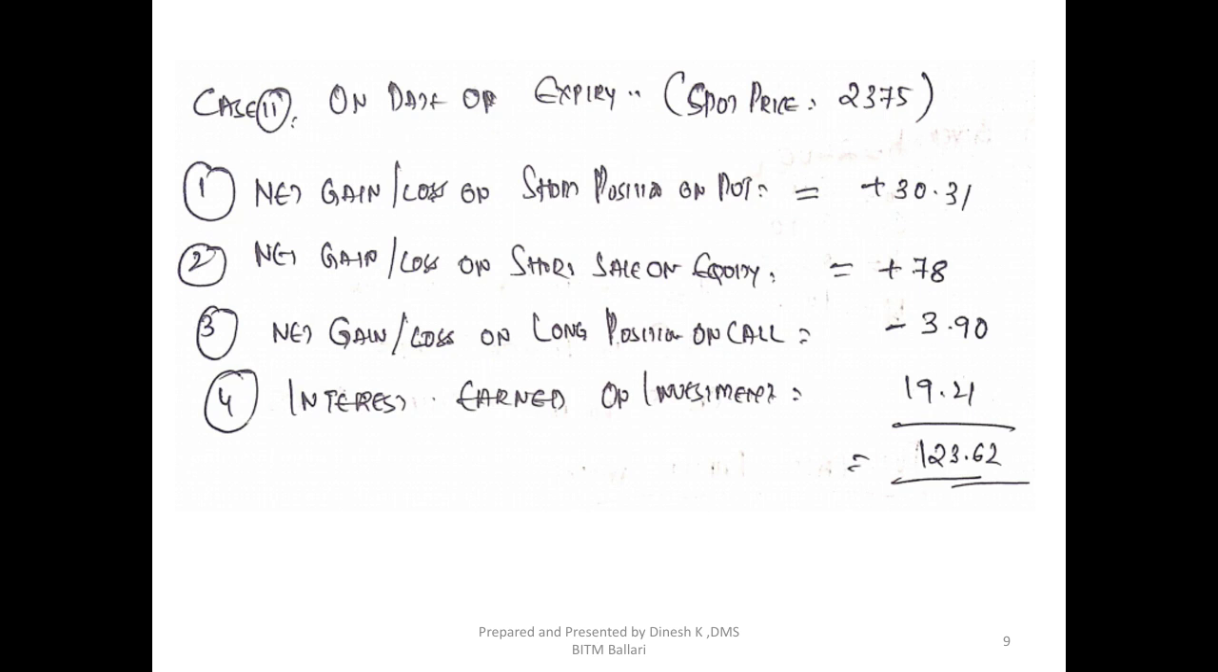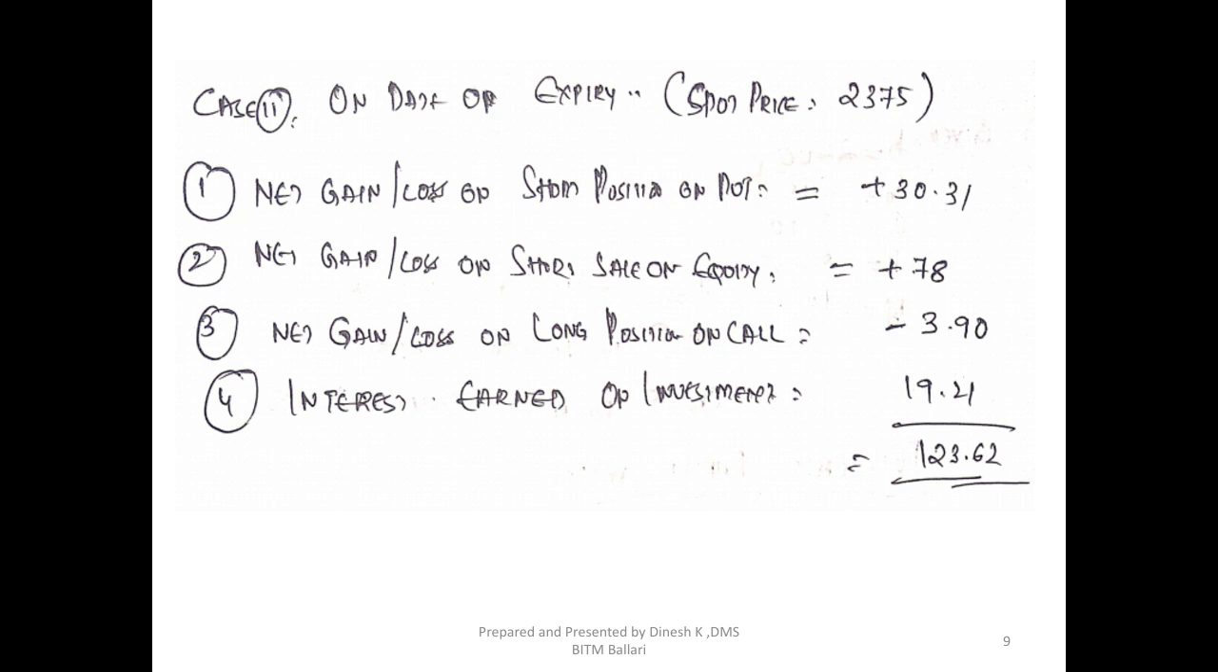Then I had taken a long position on a call for a strike price of 2400, where I have the right to buy. I paid a premium of 3.90. Now currently the market price is 2375. So what I will do is withdraw my execution. So I will make a loss of 3.90.